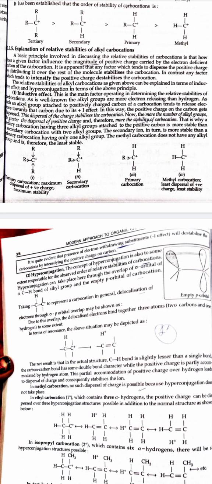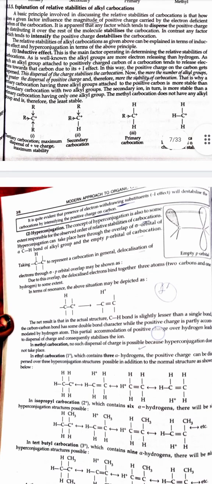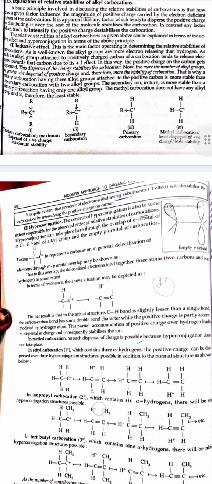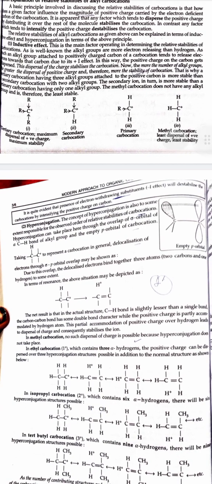Taking CH3 plus to represent a carbocation in general, delocalization of electrons through sigma-pi orbital overlap may be shown as below. Due to the overlap, the delocalized electrons bind together three atoms to some extent. In terms of resonance, the above situation may be depicted. The net result is that in the actual structure the C-H bond is slightly less than a single bond. The carbon-carbon bond has some double bond character while the positive charge is partially accommodated by the hydrogen atom. The partial accommodation of positive charge over hydrogen leads to dispersal of charge and consequently stabilizes the ion.